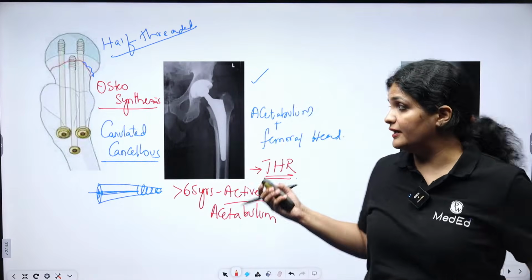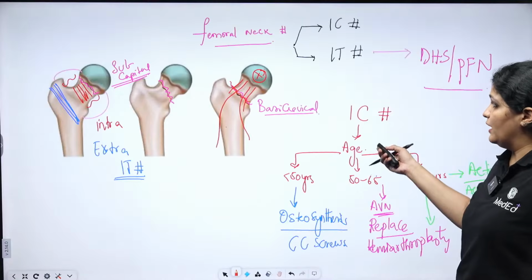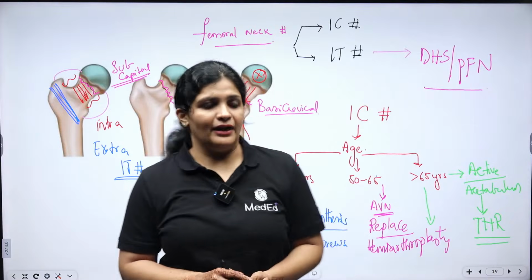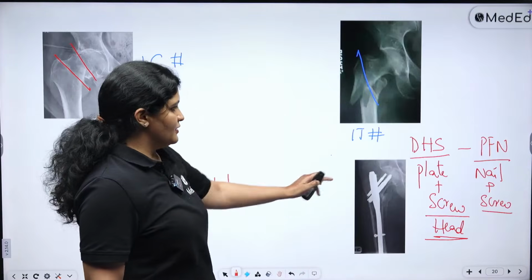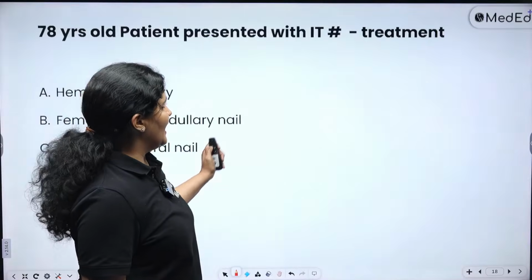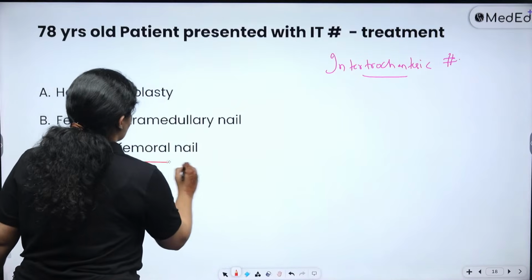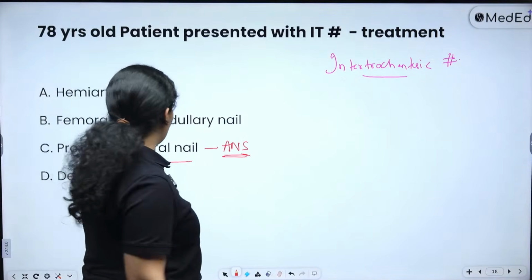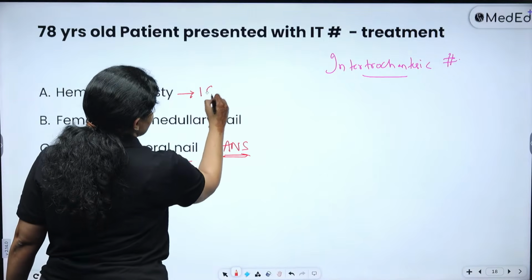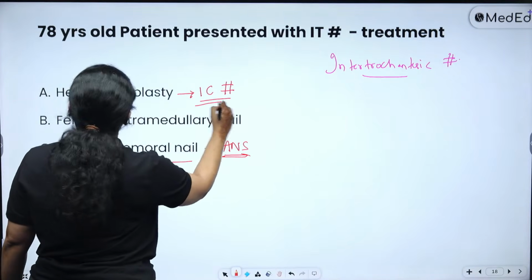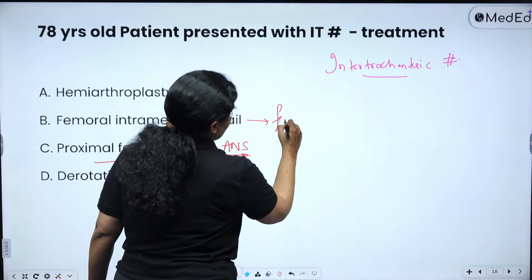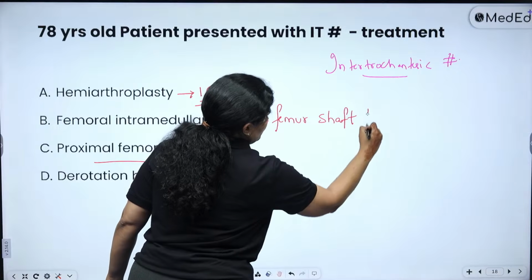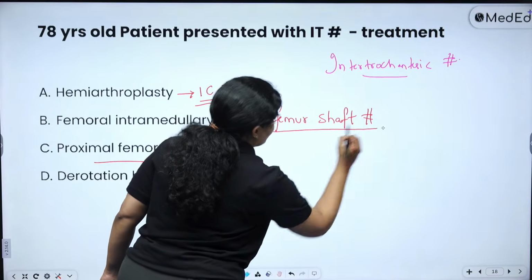So you have to be very clear on this, and this is the algorithm. Here you have to identify which age group they are presenting with the IC fracture, and then you will write the treatment. Is that clear? This is PFN. So the treatment of your IT fracture would be, yes, proximal femoral nail. So the answer is your proximal femoral nail. Okay, hemiarthroplasty is for your IC fractures. Okay, and then femoral intramedullary nailing is for femur shaft fractures. So whenever you have femur shaft fractures, you go for nailing.